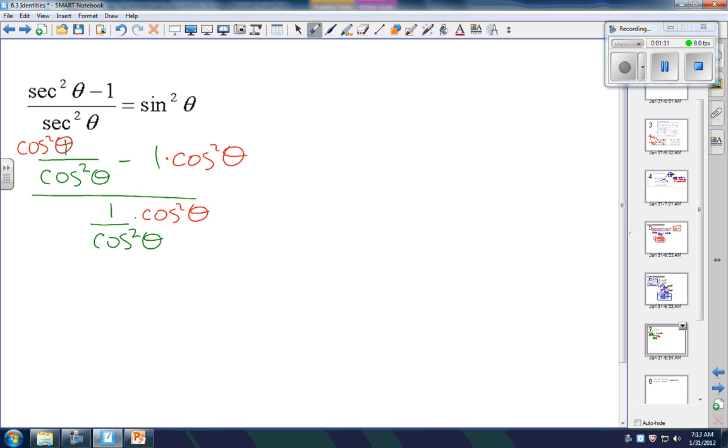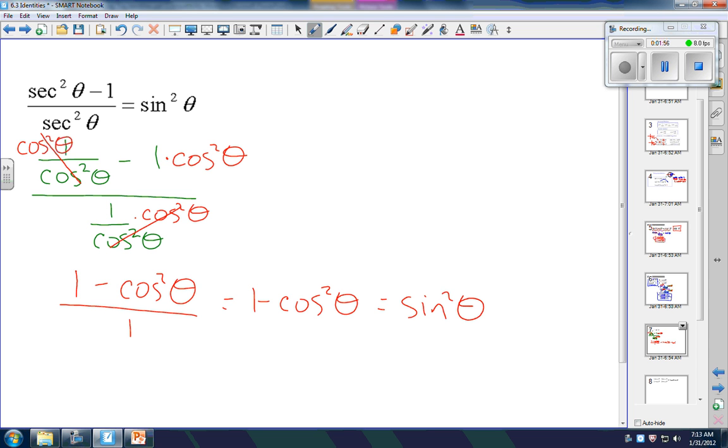And see what happens. Well, cosine squared over cosine squared is 1. This becomes 1 minus cosine squared here. This guy cancels out, and it's just over 1. I know 1 minus a cosine squared is a sine squared, and I am done.